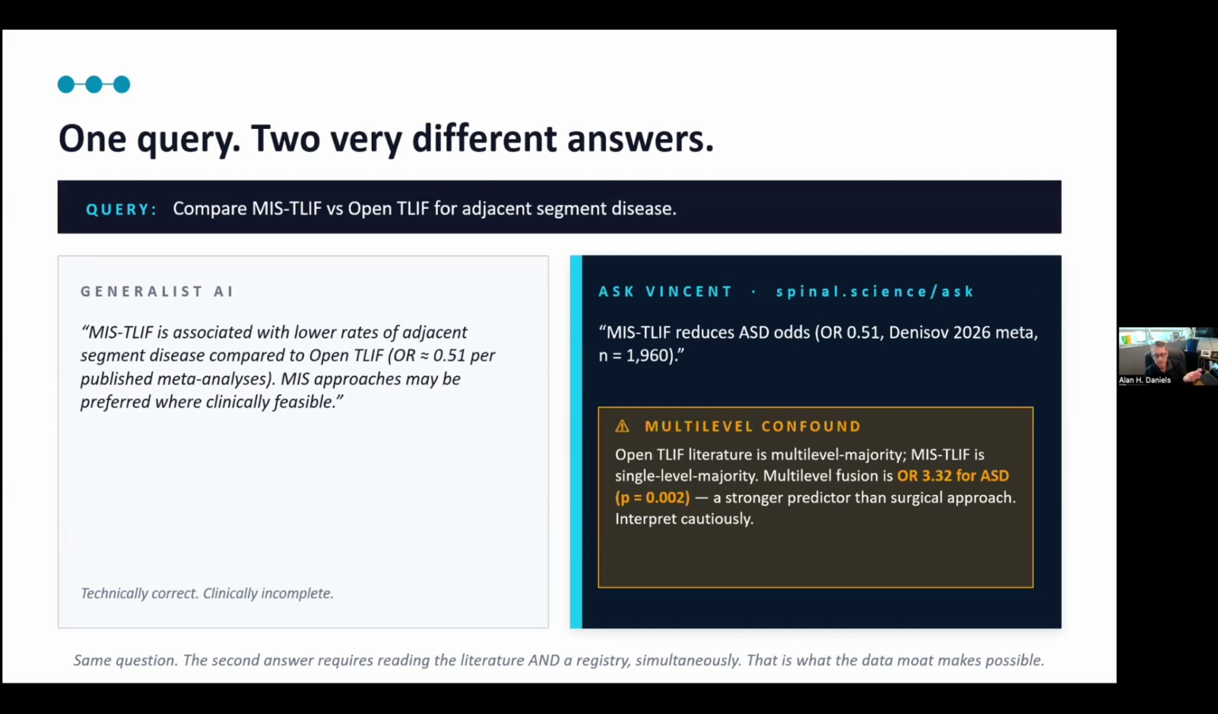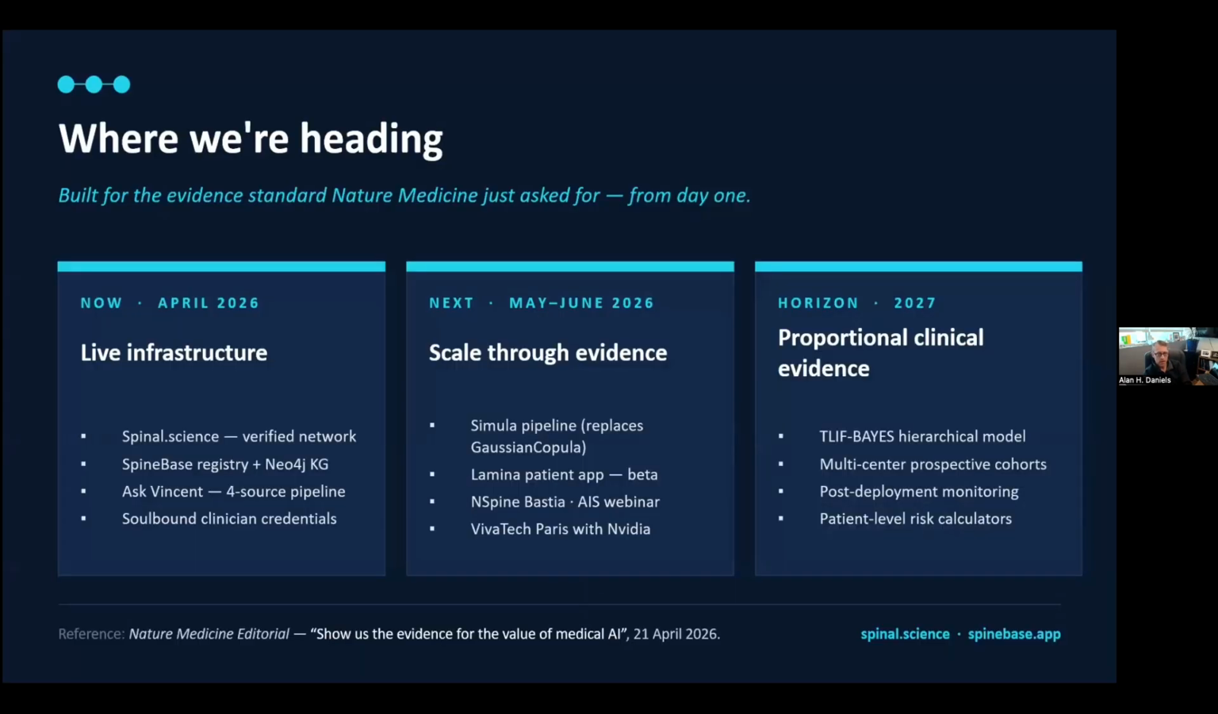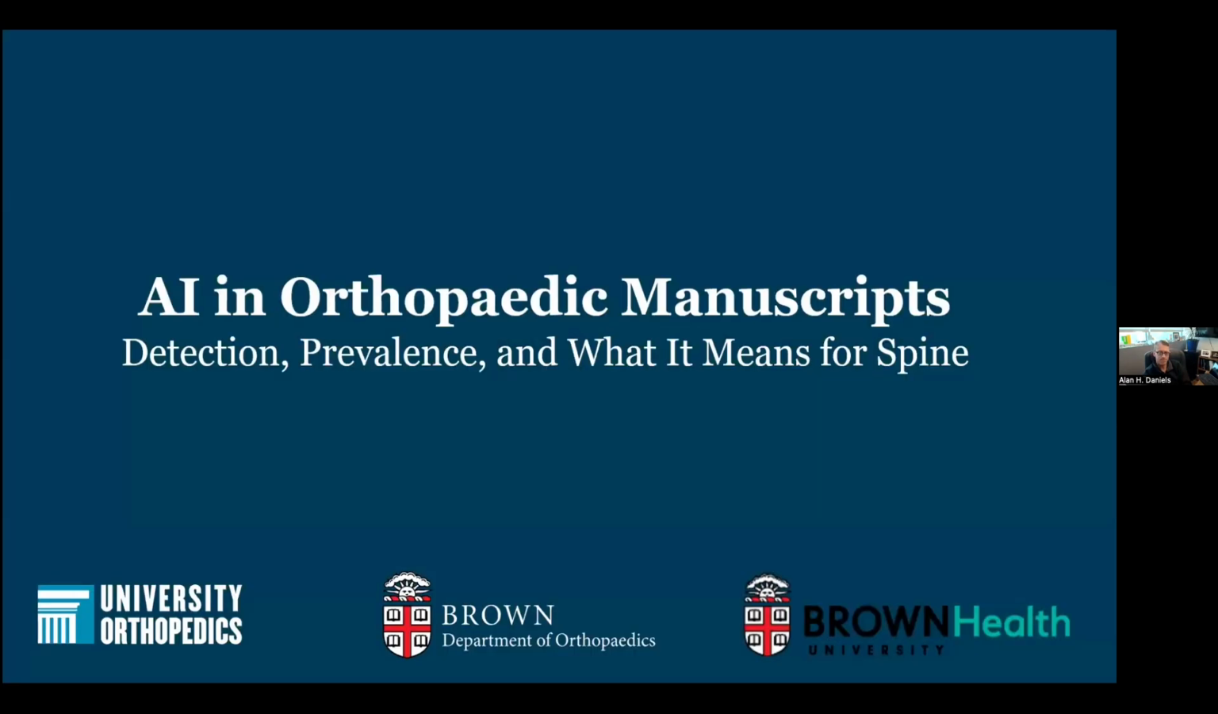And the adjacent level disease may just be lower on MIS TLIF simply because there's more one-level procedures being done. So we need to dig deeper, and we need to look where we're heading of having some true live infrastructure that's being built specifically for spine. The idea being that ChatGPT, Claude are really not good for true spine surgery research, but if you can build tools that are developed just to look at spine data, if you can put a tremendous amount of clinical spine data in addition to what's been published previously, we may be able to really start moving the needle forward on our knowledge of what's being done.